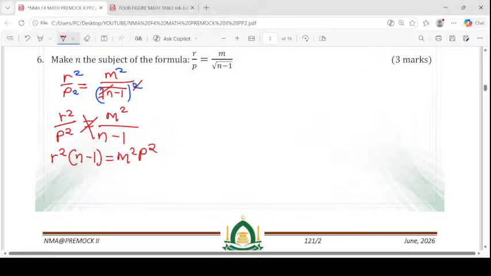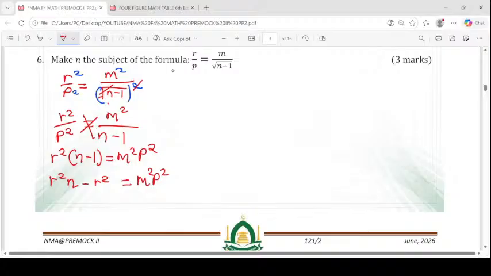Then we open the brackets on the left hand side. This becomes R squared n minus R squared. This should be equivalent to M squared P squared. We've reached there.